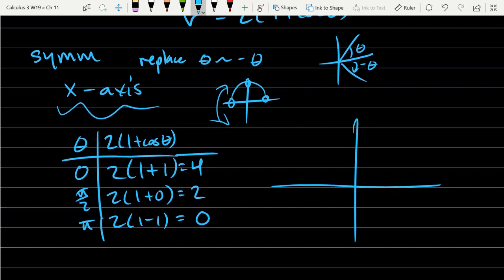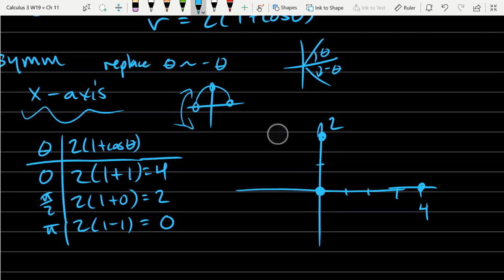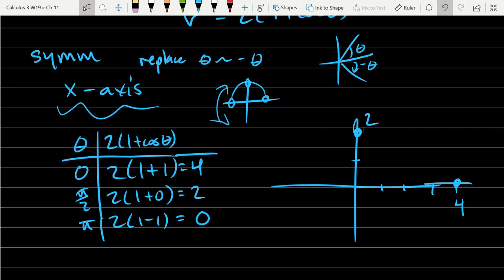So angle 0, go out 4. Pi over 2, go up 2. And then at the origin right there. So those are my 3 points. And so I'll graph them in a different color.